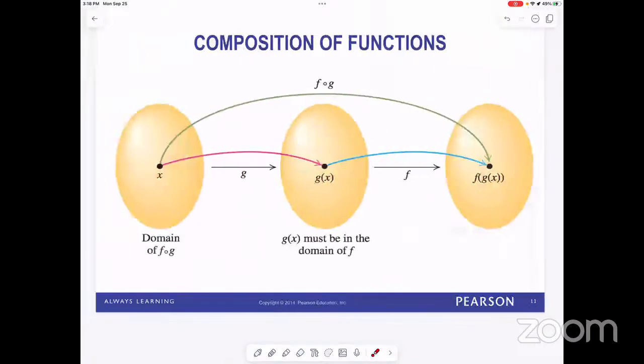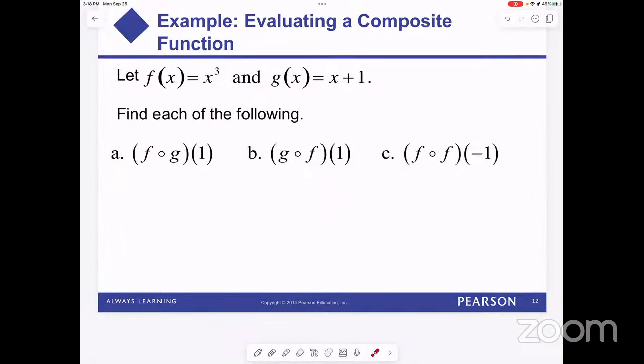Given this f and this g, find each of the following functions. Working on part A, we have f composed g of 1. What does this mean? This means the second function inside the first function, so f of g of 1. Then that means f of, now g is x plus 1, so this means f of x plus 1.